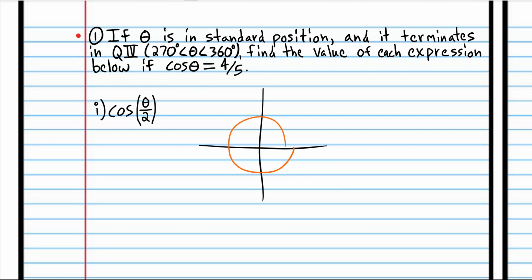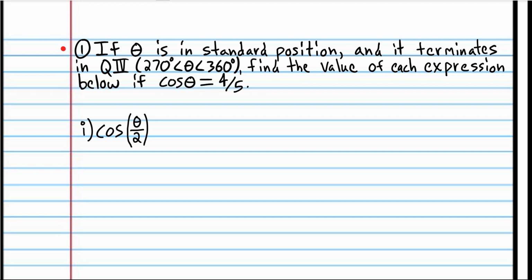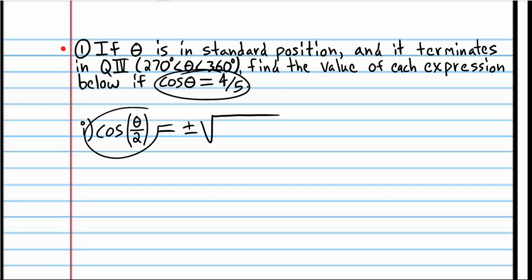Also, we can go all the way around and around again and terminate in quadrant 4, but that angle measure is much bigger than 360 because it rotates a complete rotation and all the way around again. So that's why we have to specify that theta is between 270 and 360, or else we couldn't do this problem. So we're going to use our half-angle formula. We know cosine theta is 4/5. We're trying to find cosine theta over 2. We have a relation between cosine theta and cosine theta over 2. So our formula says that it's equal to 1 plus cosine theta over 2.